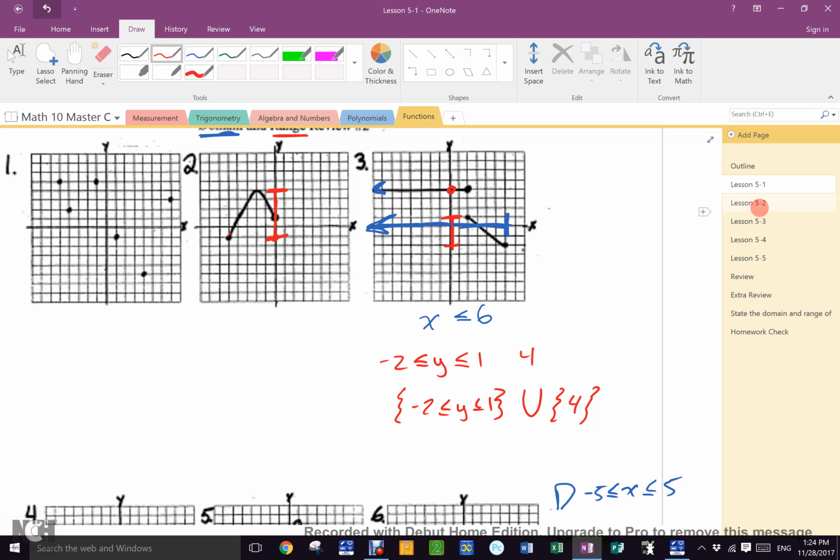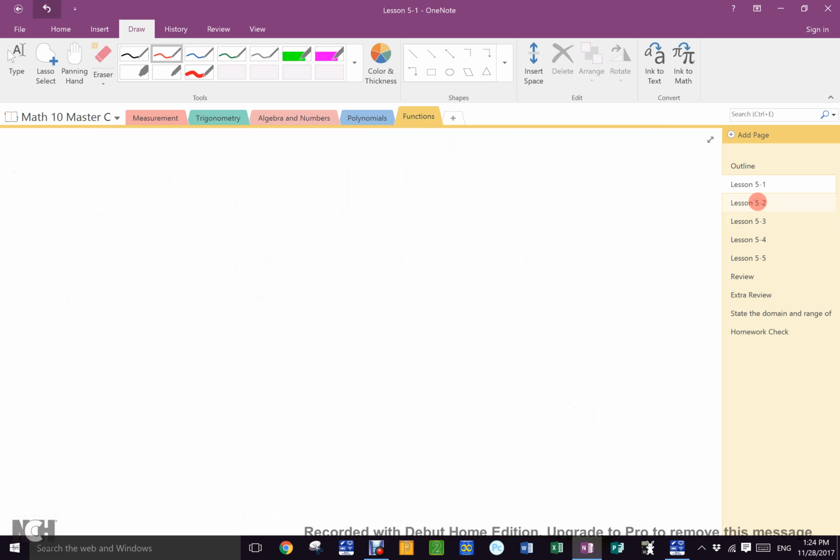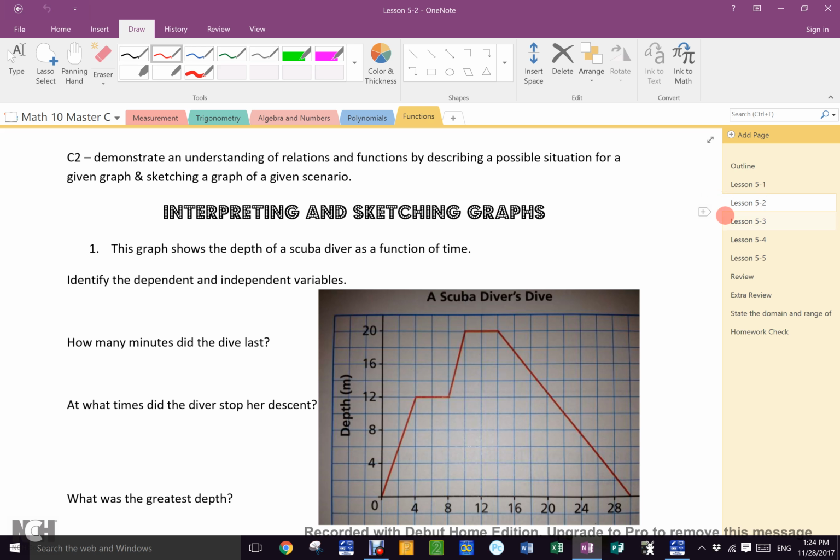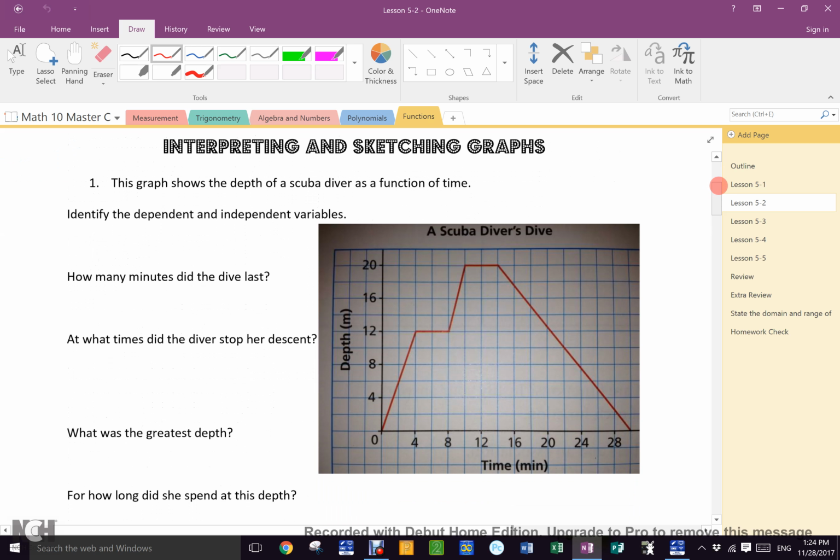All right, we all good with domain and range now? Happy? Okay. Move on to page 151. Now, you guys already know how to answer every question there, but you may have a little bit of trouble with the first one. Identify the dependent and independent variables.